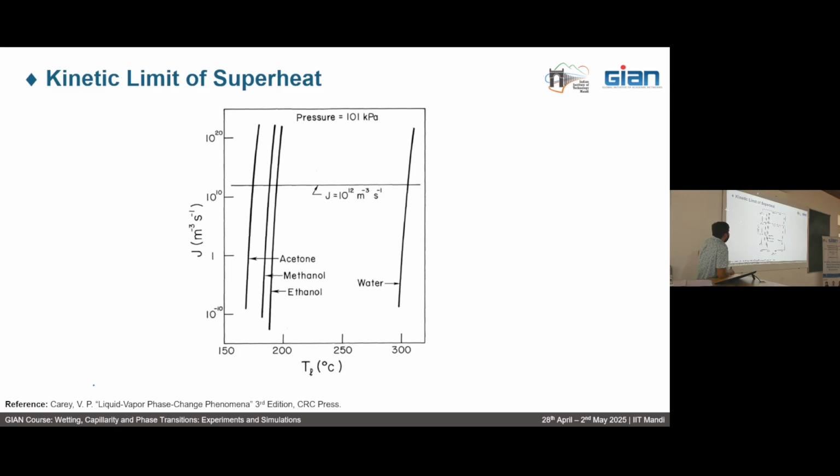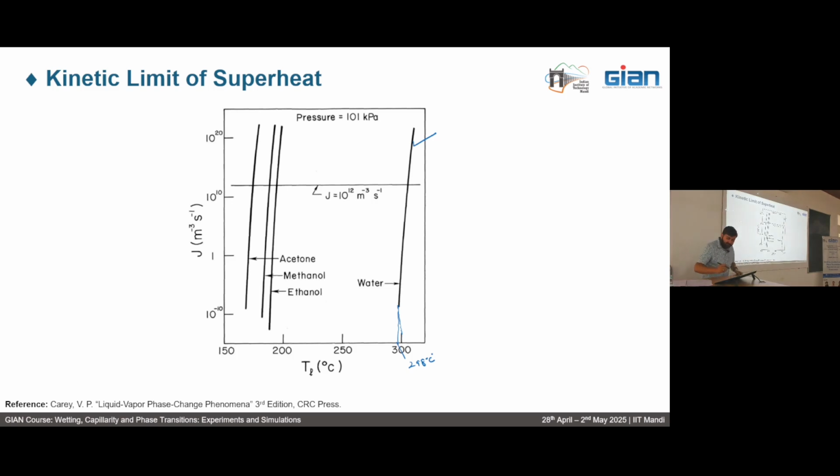This plot here shows J versus TL. Now, J is defined as the number of excess molecules per unit volume per rate. It's a rate, so it's per unit time. So you can see very clearly here, let's suppose that we talk about water at 101 kPa, and when the temperature is around, let's say, 298 degrees centigrade, the number density is almost 10 raised to the power minus 10, so small.